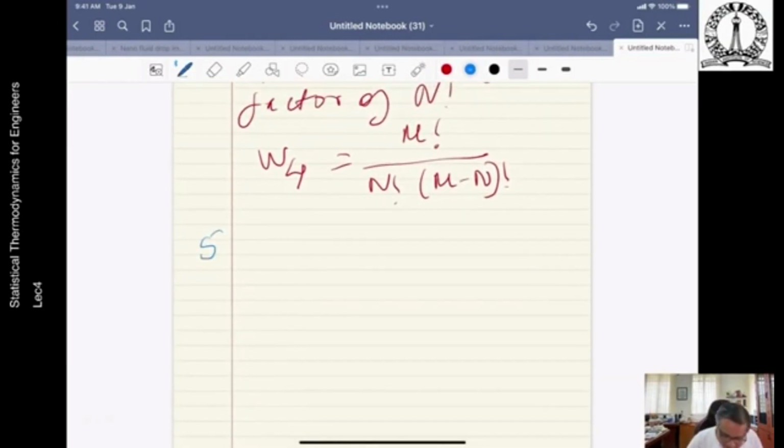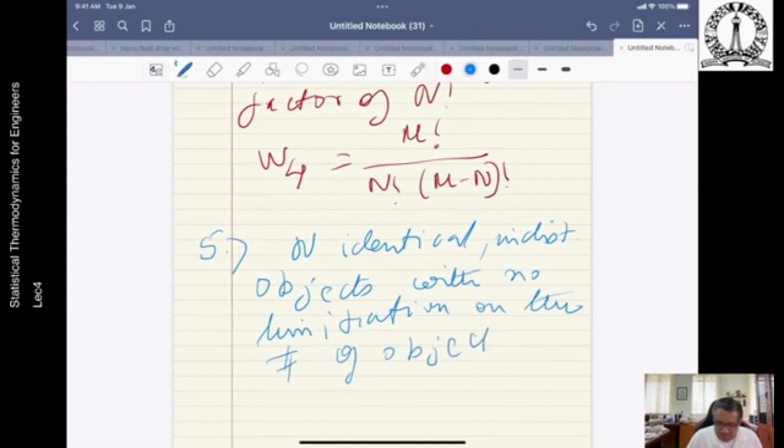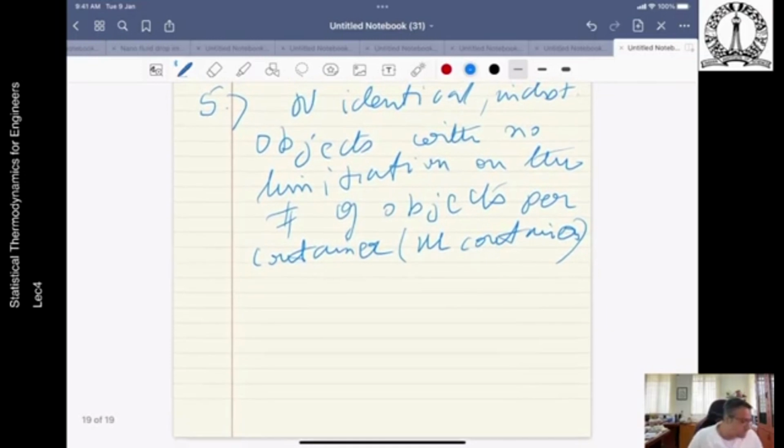Now comes the fifth and more or less the final query. Once again, it is n identical, indistinguishable objects. The same question with no limitation on the number of objects per container, and there are m containers. So it's the same question as case 3. Now this is a fully unconstrained case.